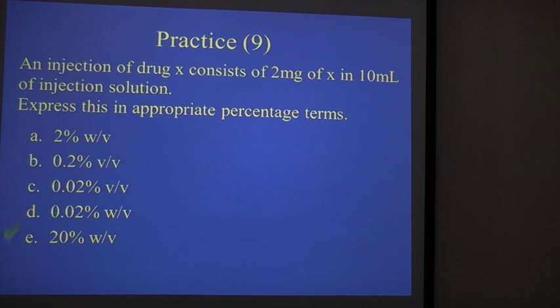Okay, the answer here is 0.02%. It's weight to volume because you've got 2 milligrams of drug X in 10 mils of injection. So that means you've got milligrams per mil. So if you've got 2 milligrams in 10 mils and 100 mils, you would have how much?